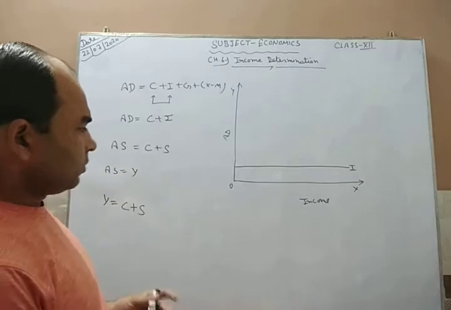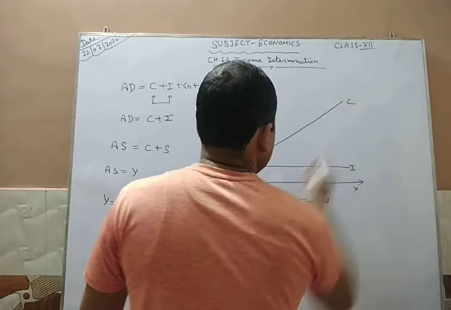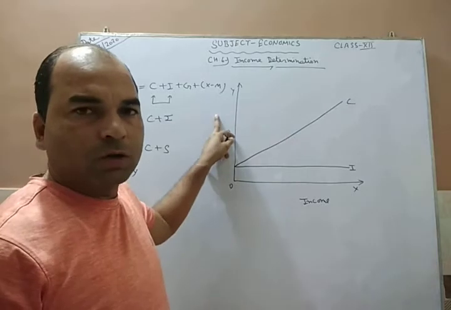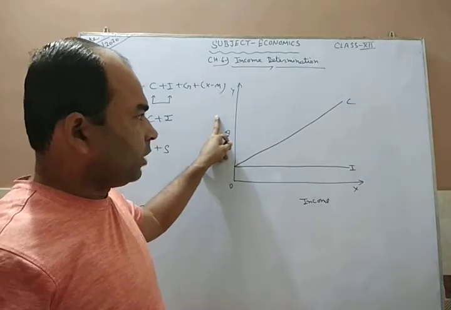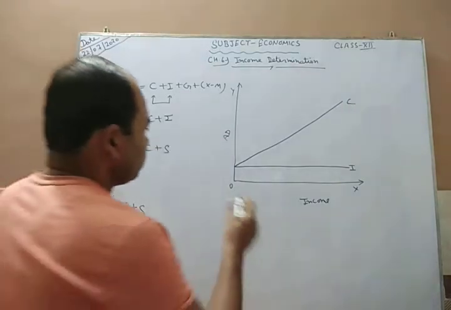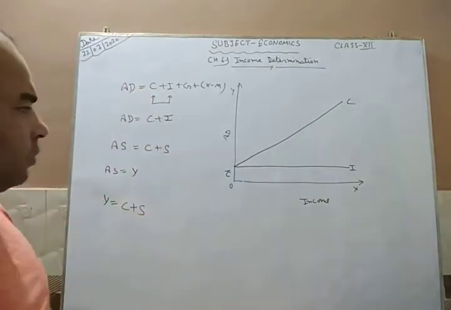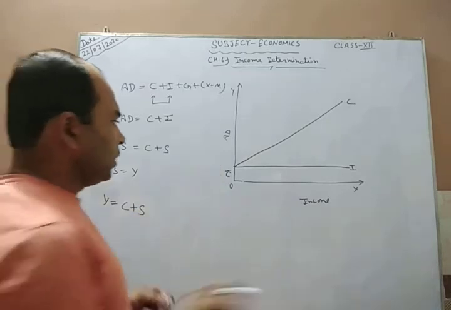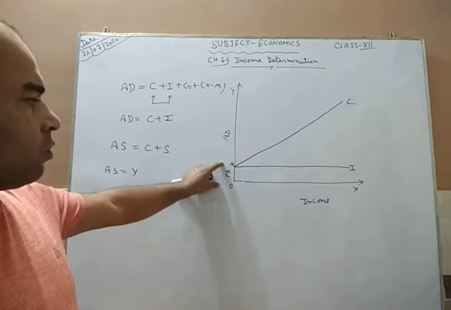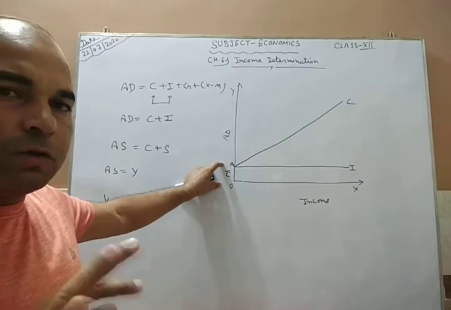Consumption starts from this point and it will increase with increasing income. When income is increasing, then consumption is also increasing. I hope this is clear to students. Then, if we add consumption and investment, students, this is autonomous consumption. From zero to this point, say point A, this zero to A is autonomous consumption. Autonomous consumption means consumption at a zero level of income.